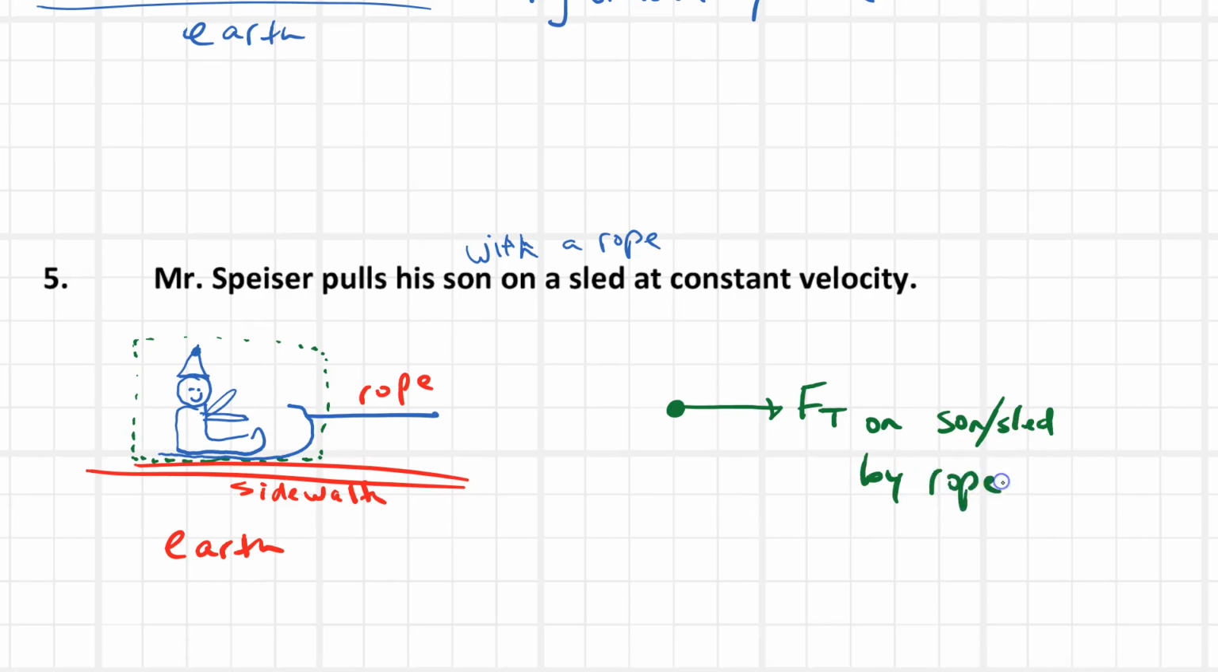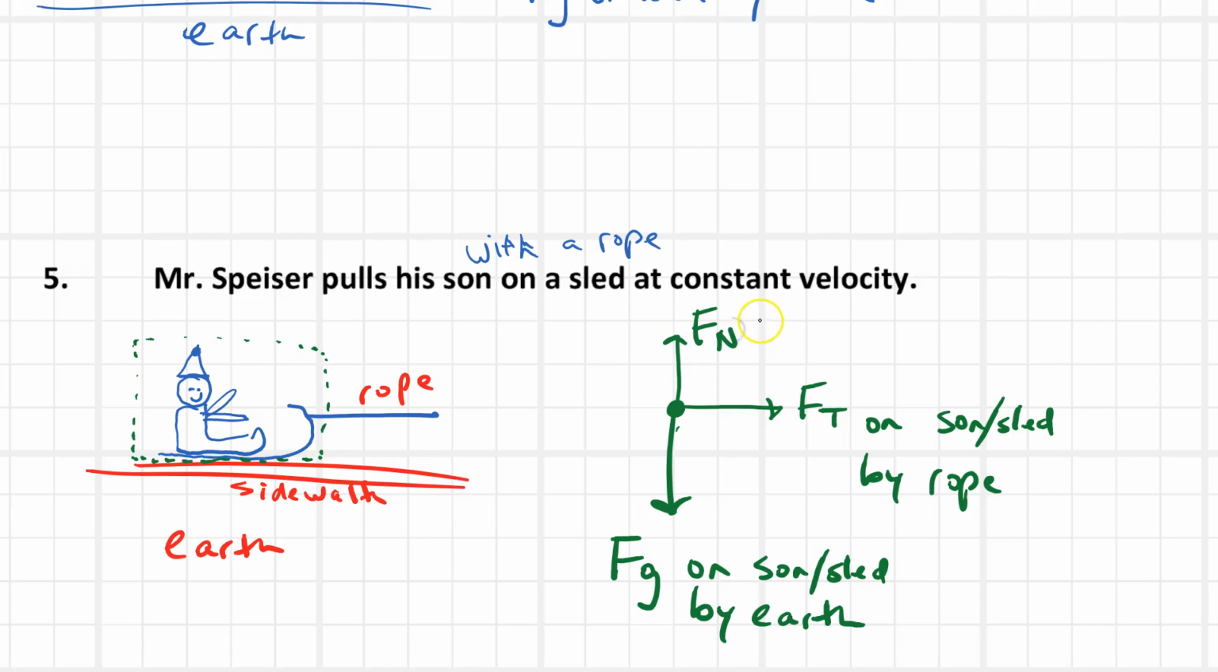by the rope. I'm going to have a force of gravity downwards on the son slash sled by the Earth. Now we've got this contact between the sled and the sidewalk, so perpendicular to that contact, I'm going to have a normal force, a perpendicular force on son slash sled by the sidewalk. And there's also, well, the question is, are we done? Well, the key here is it says at constant velocity. So if it is constant velocity, that means that my acceleration is going to be equal to 0, and I'm going to have balanced forces.